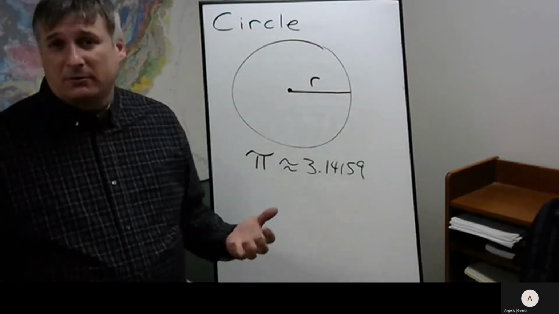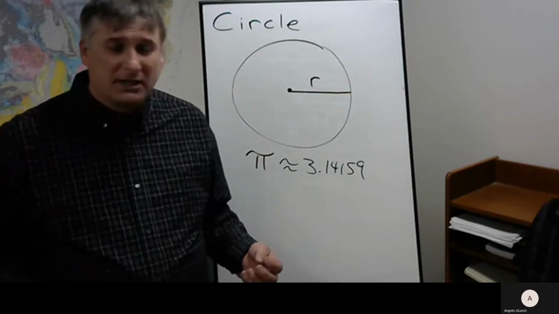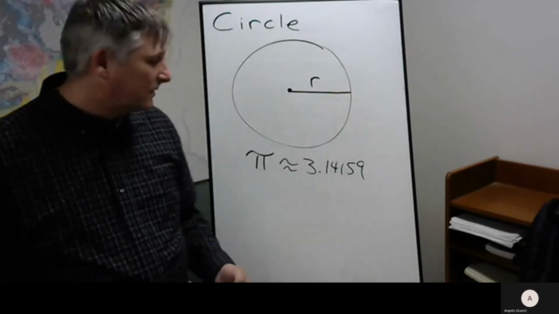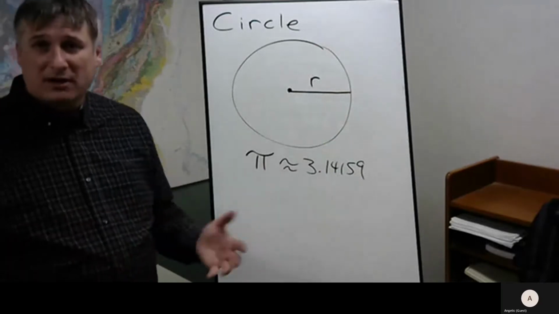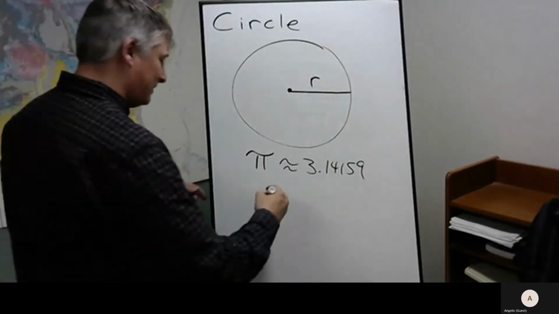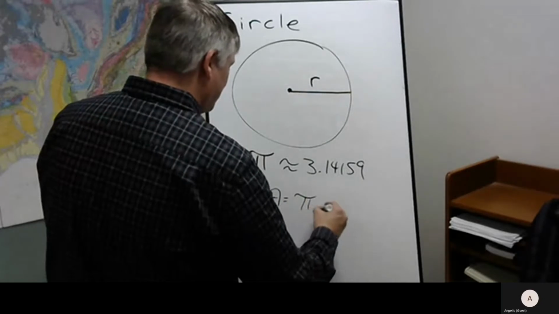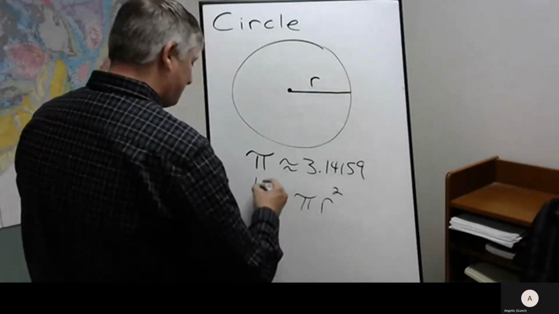So it shows up in the formulas that we use for circles. Again, the circumference of a circle is 2 pi r. So the area appears in that formula as well. The area of a circle is pi r squared.